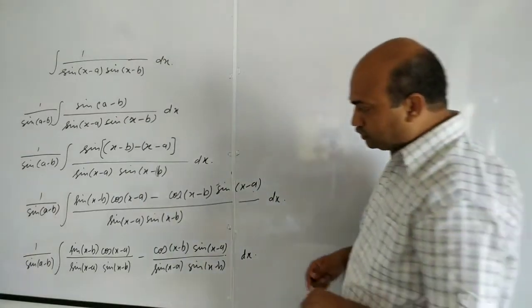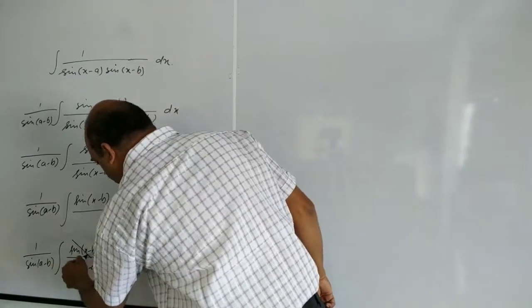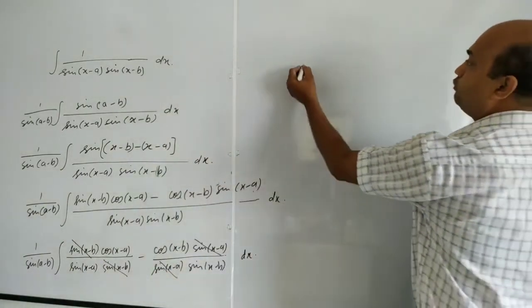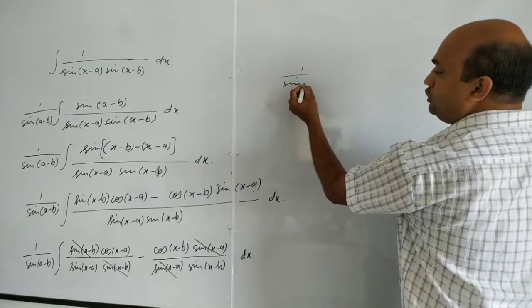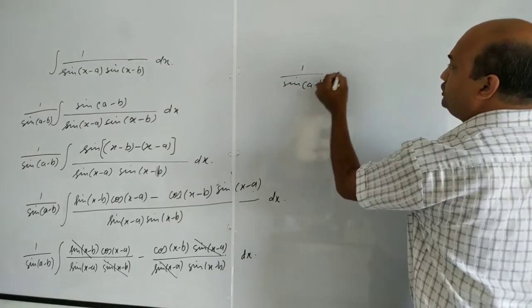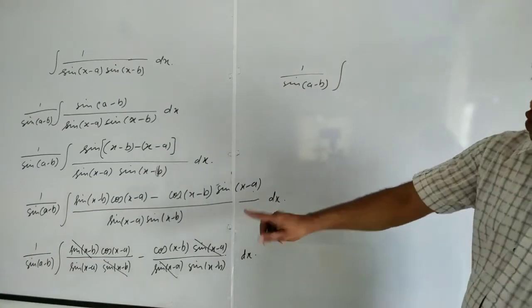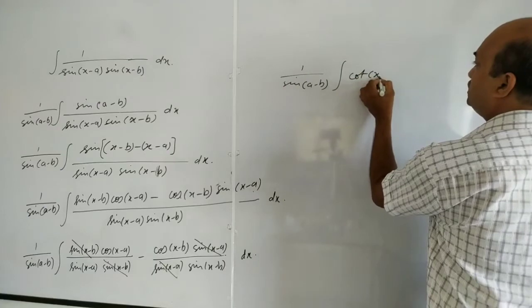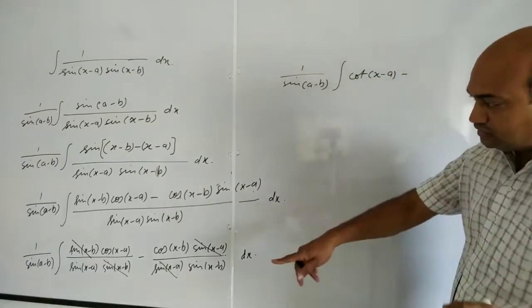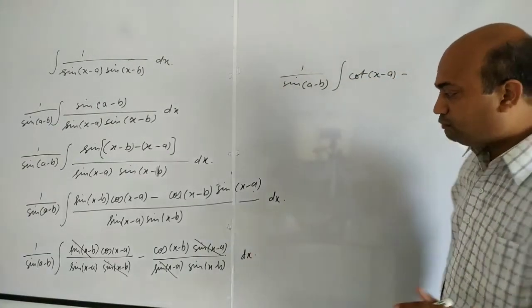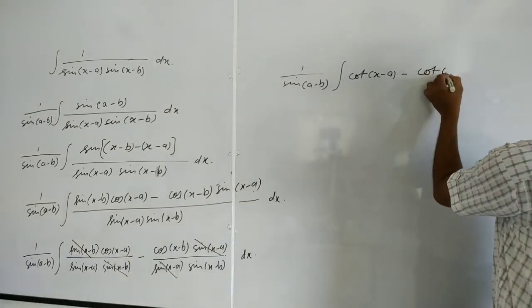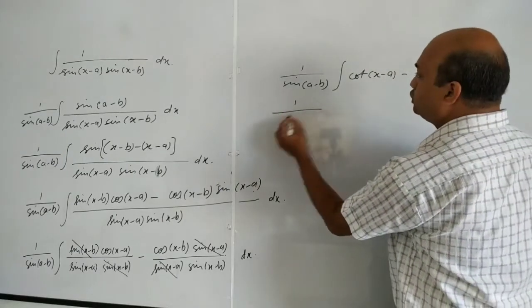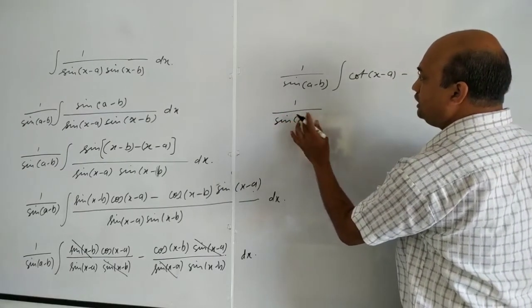Now you see this sin(x-b) we cancelled, and here we cancel sin(x-a). It will be 1 upon sin(a-b), same integration. This cos(x-a) upon sin(x-a) will be cot(x-a), minus this cos(x-b) upon sin(x-b) will be cot(x-b) dx, with 1 upon sin(a-b).